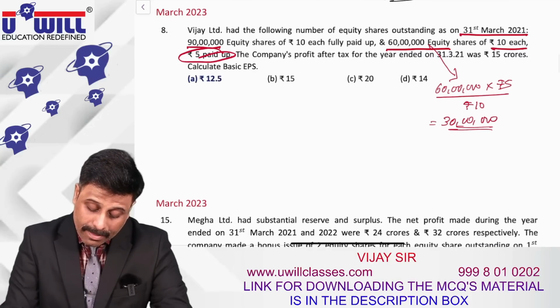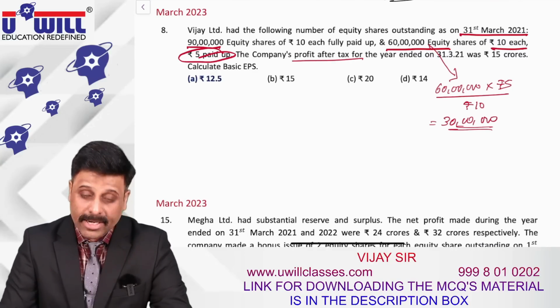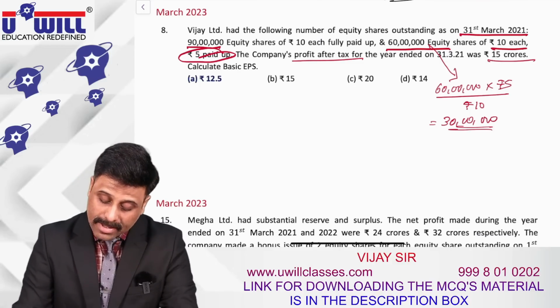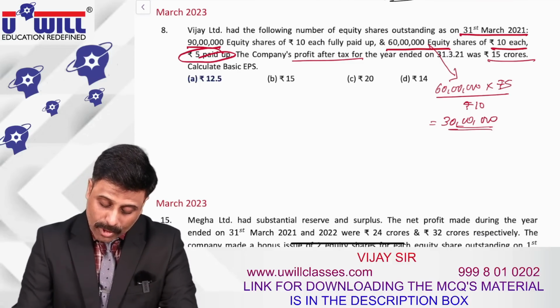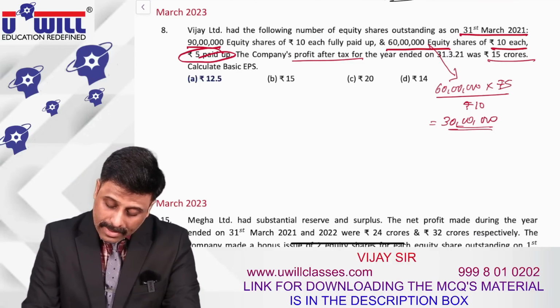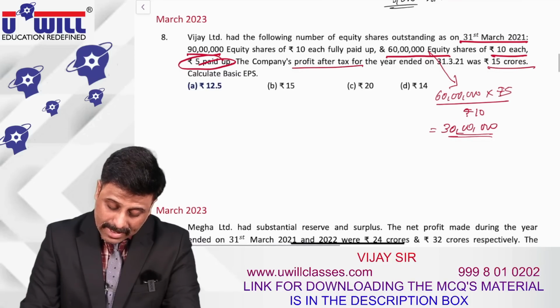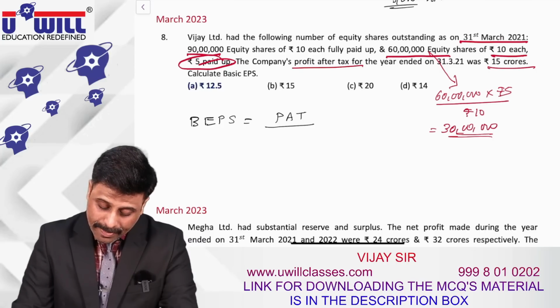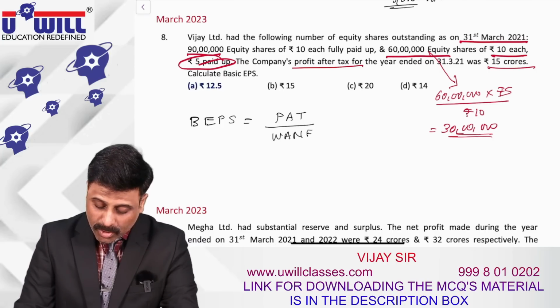Company's profit after tax for the year ended on 31/3/21 was rupees 15 crores. Calculate basic earning per share. So very first of all, the formula of basic earning per share is what? Profits after tax or profits attributable to equity shareholders divided by weighted average number of equity shares.